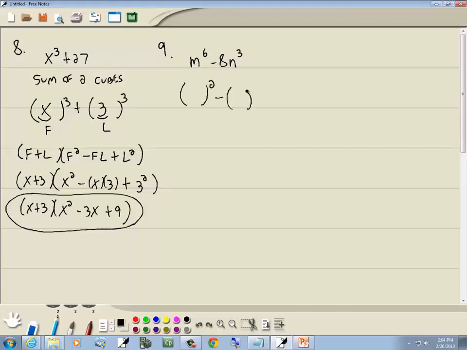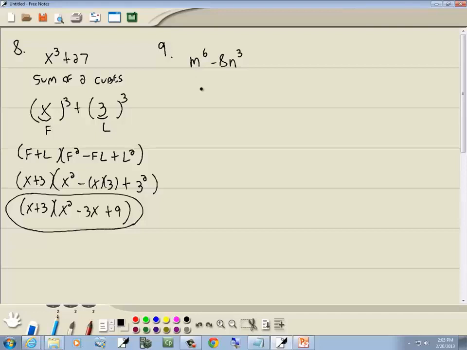So we try to write it as something squared minus something else squared. Well, this would be m to the third. What times itself gives you 8? Nothing. Difference of 2 squares fails. Now go on to the next one.